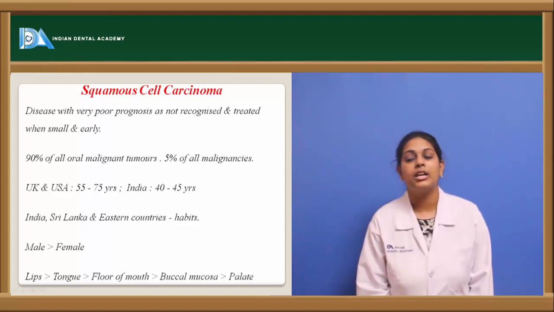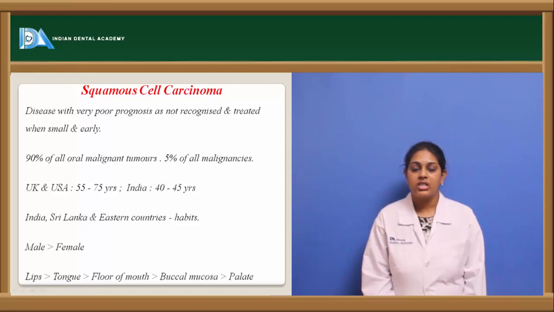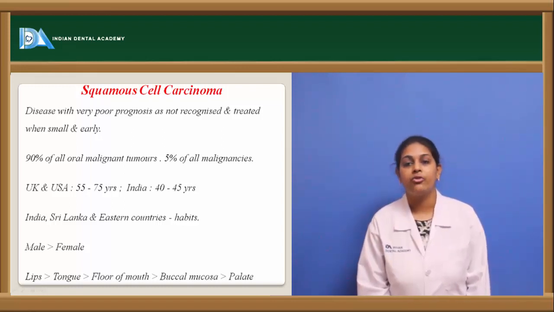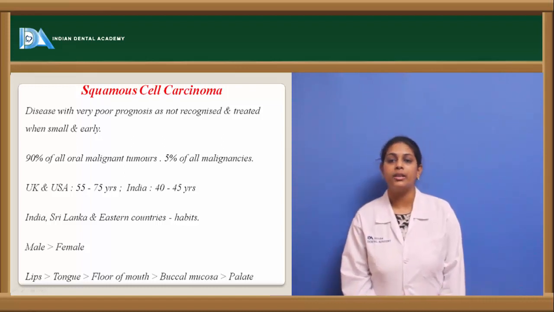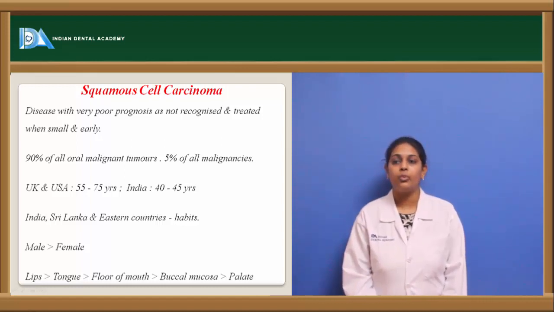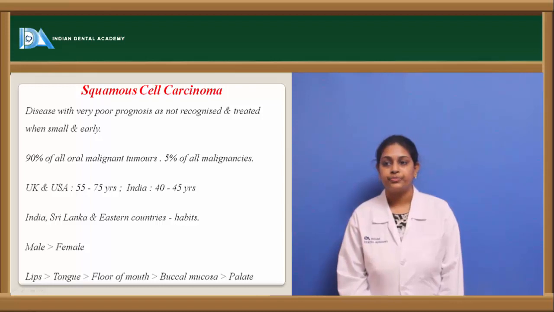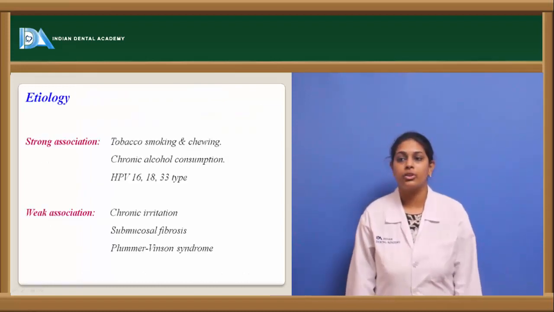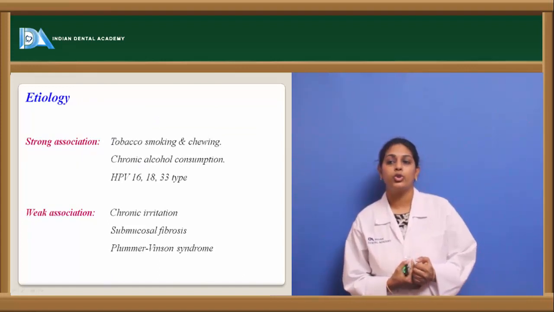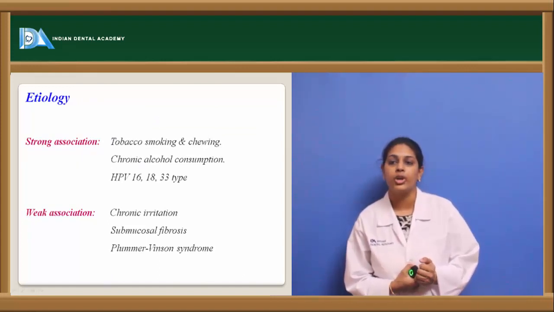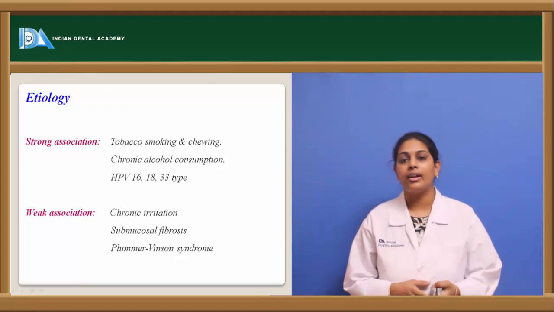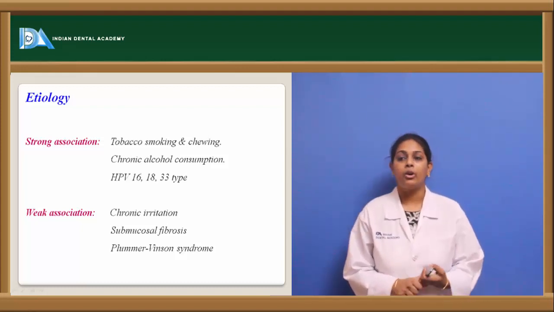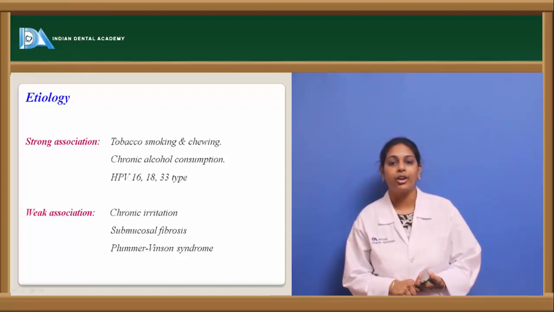The most common areas of involvement are firstly the lips, followed by the tongue, then the floor of the mouth, then the buccal mucosa and the palate, which are the most commonly involved intraoral regions. Coming to the etiological factors, it is strongly associated with tobacco smoking and tobacco chewing as well as chronic alcohol consumption, and it can be virally induced also with human papilloma viruses types 16, 18 and 33.